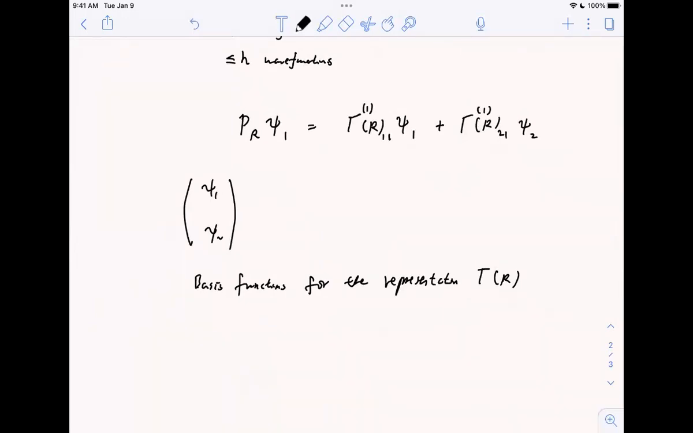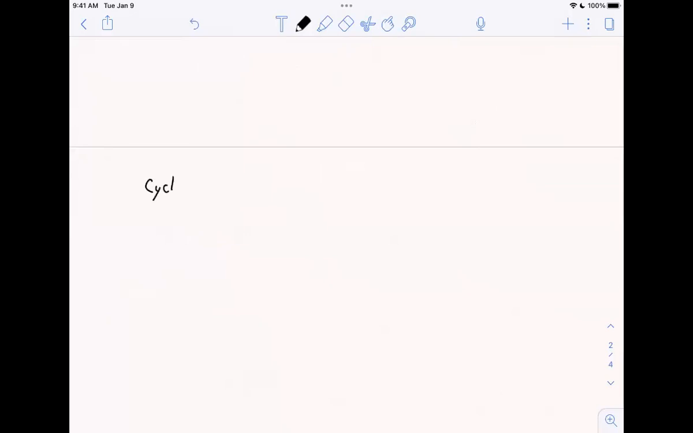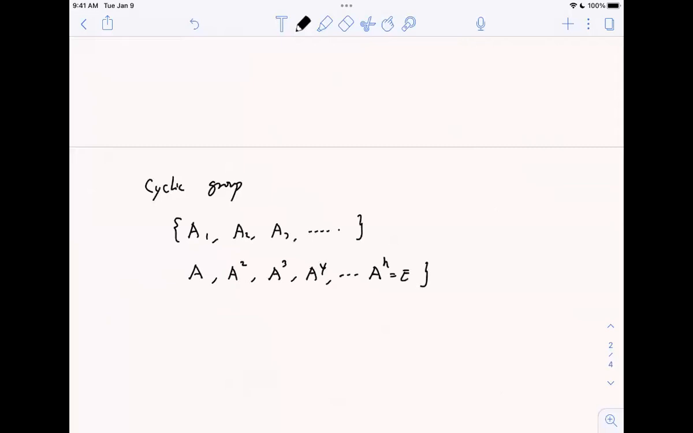Let's do some simple examples so you have a feeling for what I mean. First, let's consider a cyclic group, starting from 1D representations. What do you mean by a cyclic group? That means you have a group with elements A1, A2, A3, and so on, which can all be represented as powers of A, so that A to the power H equals E, where E means the identity element.